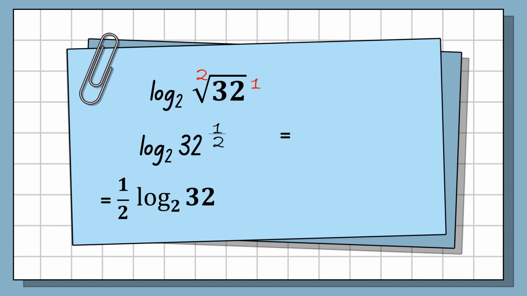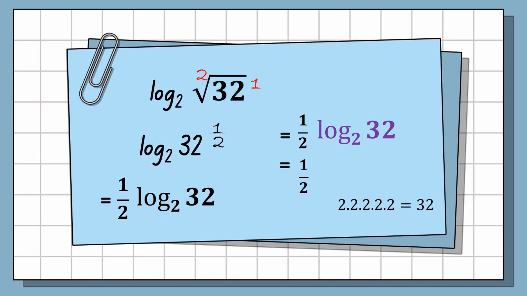Then we're going to solve log base 2 of 32. We're going to think how many times we're going to multiply 2 by itself to get the answer of 32. So we have 2 times 2 times 2 times 2 times 2. So this is equal to 2 to the 5th is equal to 32. So this means that log base 2 of 32 is equal to 5. Then, we multiply it by 1/2. What is our final answer? Alright, the final answer is 5/2.